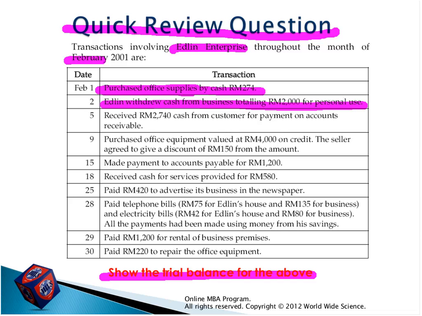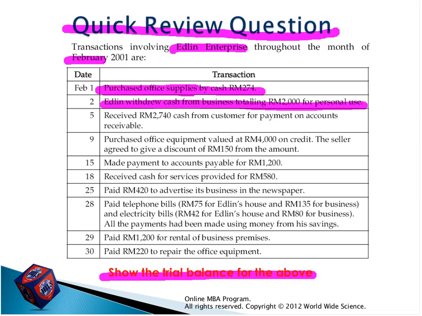Next example: Edlin withdrew cash from the business. He has taken cash from the company. It's a drawing. What is a drawing? Drawings seems as expenses, right? If it's increased by 2,000, that means expense is increasing. We put on the credit side when our expenses are increasing. So on the trial balance, the name of the account is drawings, and the 2,000 you put on the credit side, which is the left hand side, right?